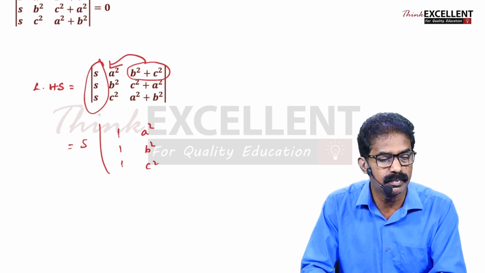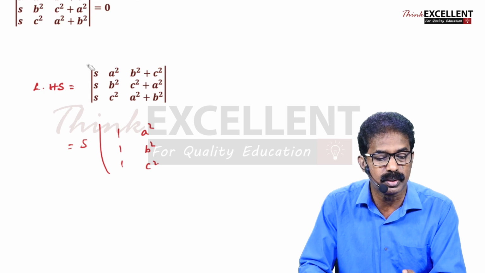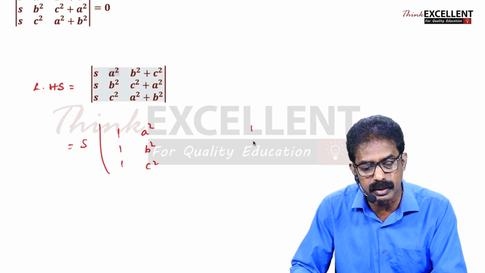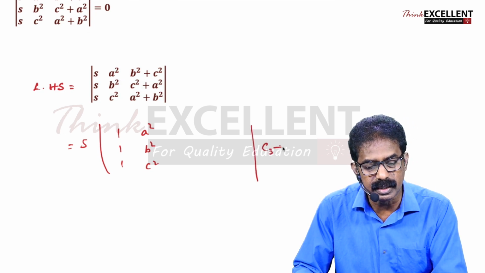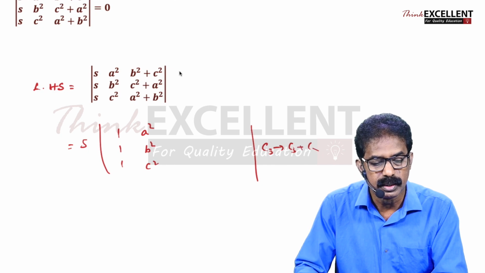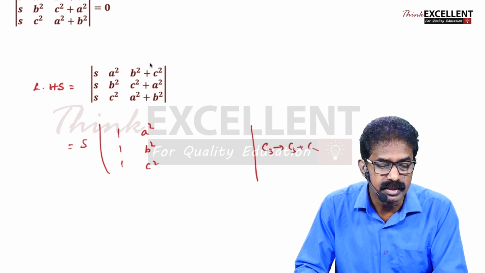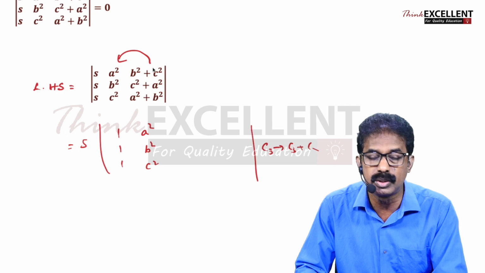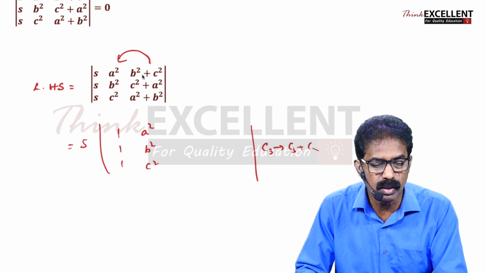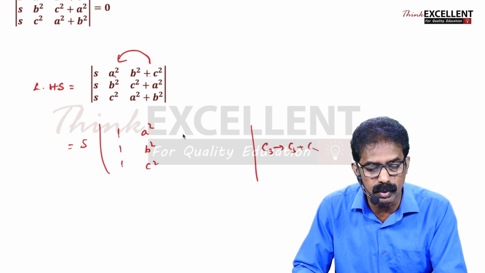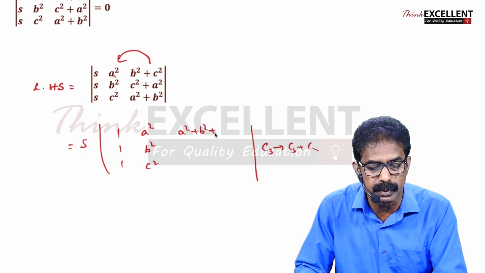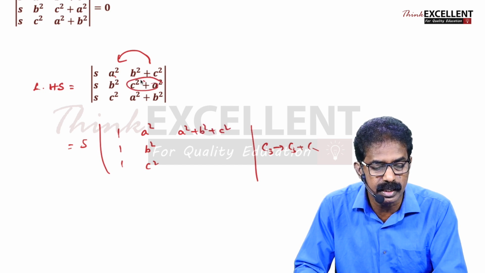The last property we studied: two rows can be added, two columns can be added. So what I am going to do here, C3 becomes C3 plus C2. Instead of C3, C3 plus C2. Just I am going to add these two and write. So B square plus C square plus A square, so you are getting A square plus B square plus C square. Add this and this.